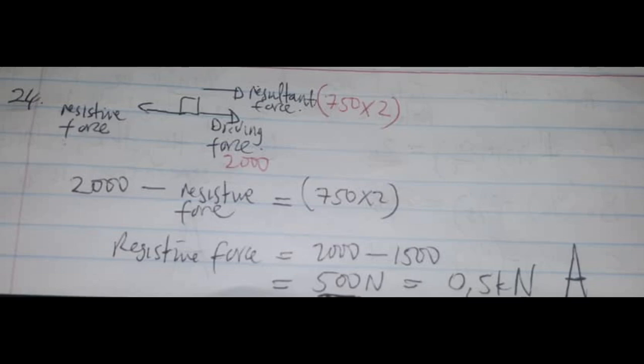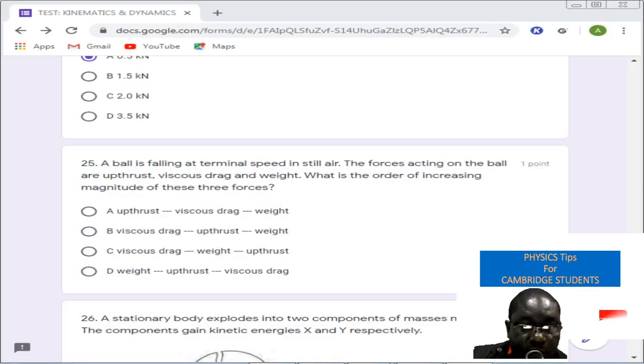Almost there now. Right. A ball is falling at terminal speed in still air. The forces acting on the ball are upthrust, viscous drag, and weight. What is the order of increasing magnitude of these three forces? A says upthrust, viscous drag, and weight. B says viscous drag, upthrust, and weight. C says viscous drag, weight, and upthrust. D says weight, upthrust, and viscous drag.